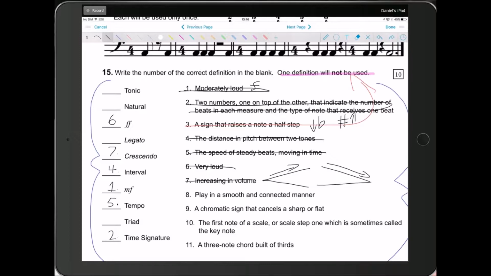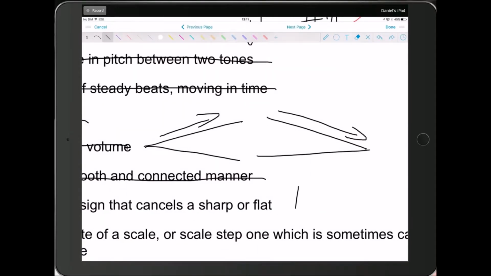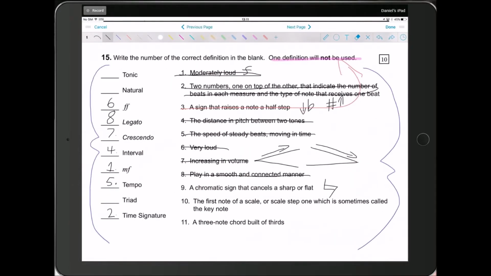Number 8, play in a smooth and connected manner. If you have gone through the Faber Piano Adventure series with me, you should know that in the red book, and I believe on page number 10, is when we start talking about legato. Level 1, page number 10, that's when we start talking about legato and slurs and how to play in a smooth, connected manner. So number 8 is legato. Number 9, a chromatic sign that cancels a sharp or flat. That looks like this. Remember? That is a natural sign. So, number 9 goes right here.